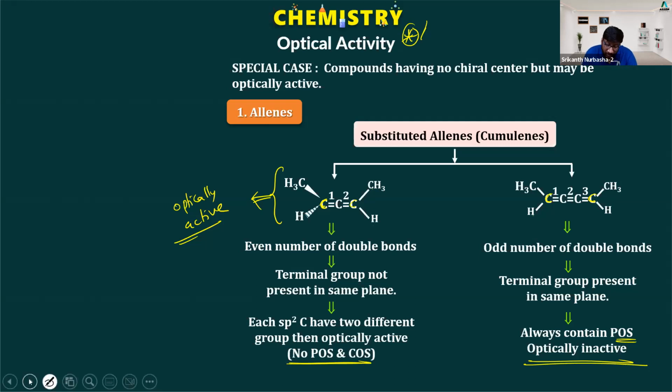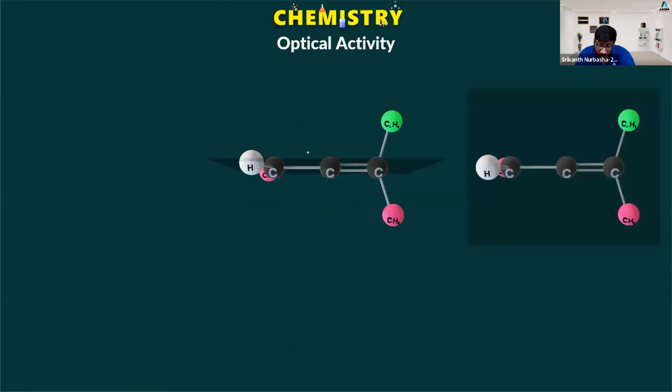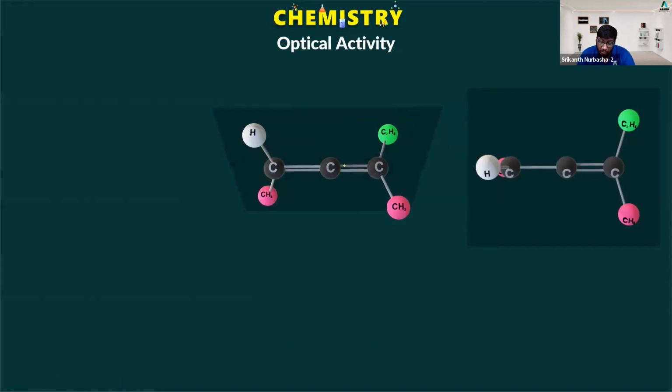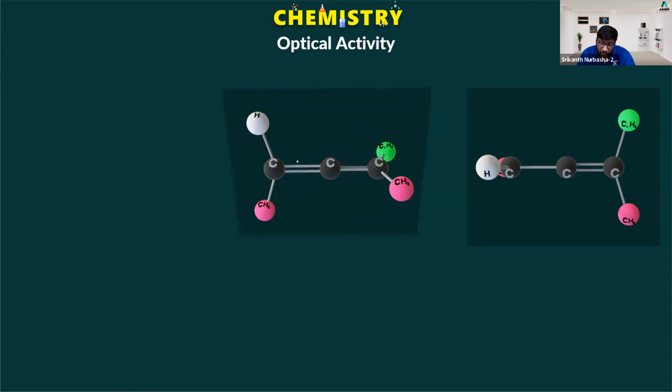Let us now look at examples, you'll get clarity. This is how the molecule is. C double bond C double bond C. You look at the molecule. For these terminal carbons, if one carbon has the groups in the plane, the other carbon's groups will be perpendicular, outside the plane, one above and one below.